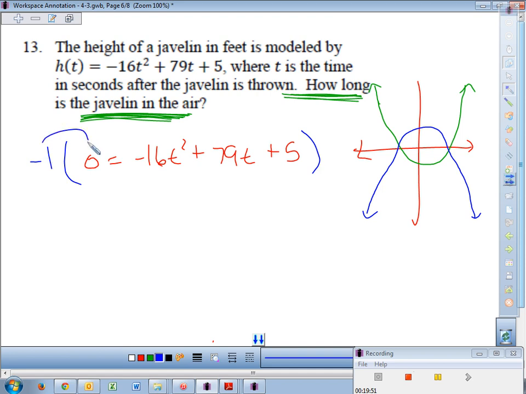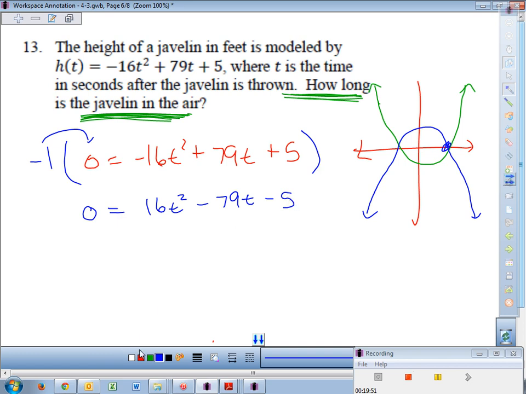So if we distribute, what's negative 1 times 0? Still a 0. Doesn't it just change all the signs in this situation? You are free to do that if you like, to change all the signs. It did affect the parabola. It now opens up instead of opens down. Will it still cross the x-axis in the same place, though? Yes. So let's see if we can factor this.